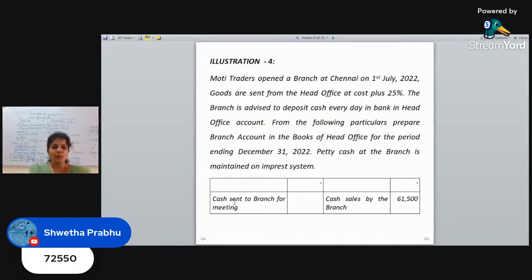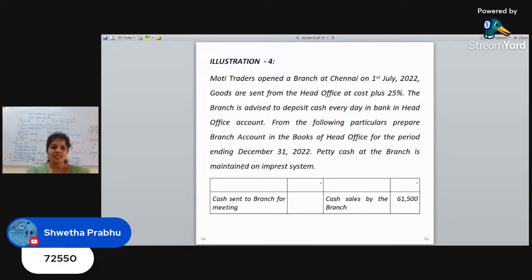Modi Traders opened a branch at Chennai on 1st July 2022. Goods are sent from the head office at cost plus 25%. In the same manner, they have given cost plus 25%. The branch is advised to deposit cash every day in bank in head office account. From the following particulars, prepare branch account in the books of head office. So where is the branch? Branch is in Chennai. So we have to prepare Chennai branch account for the year ending 31st December 2022.